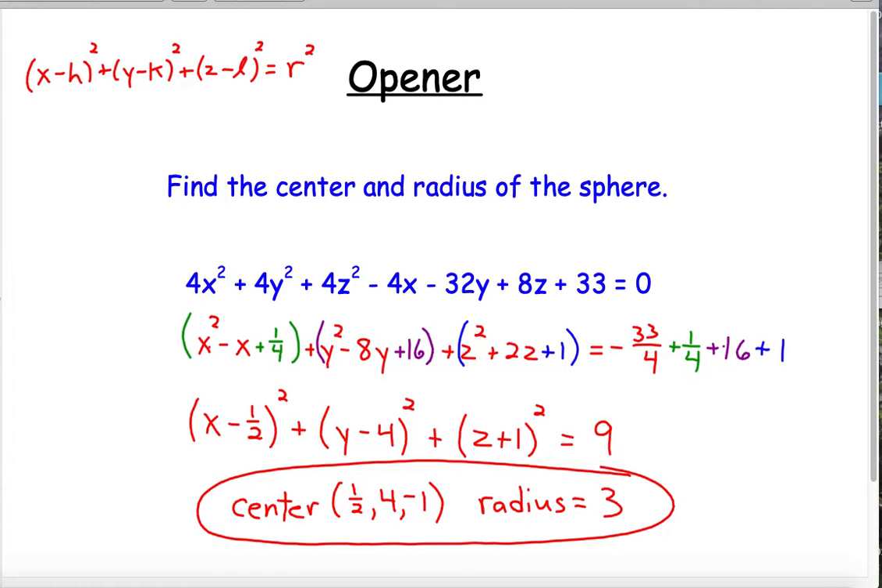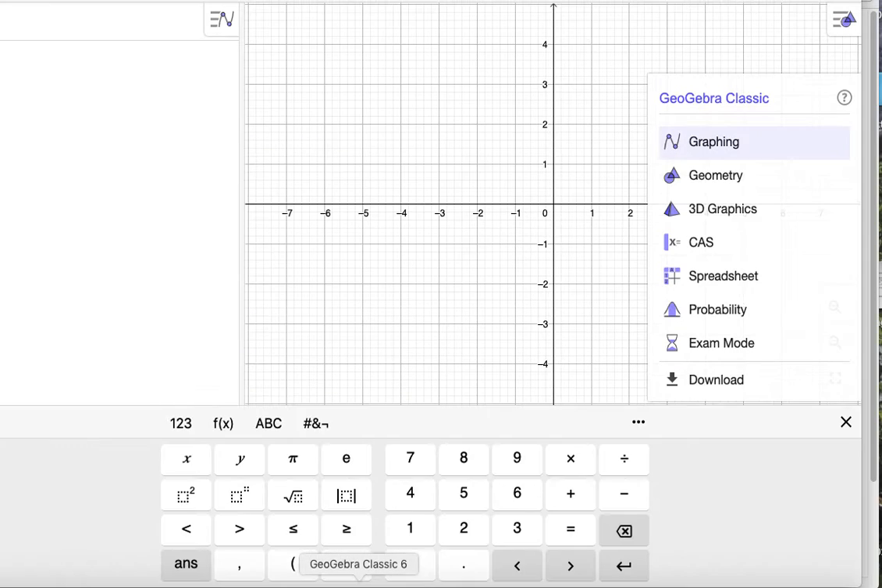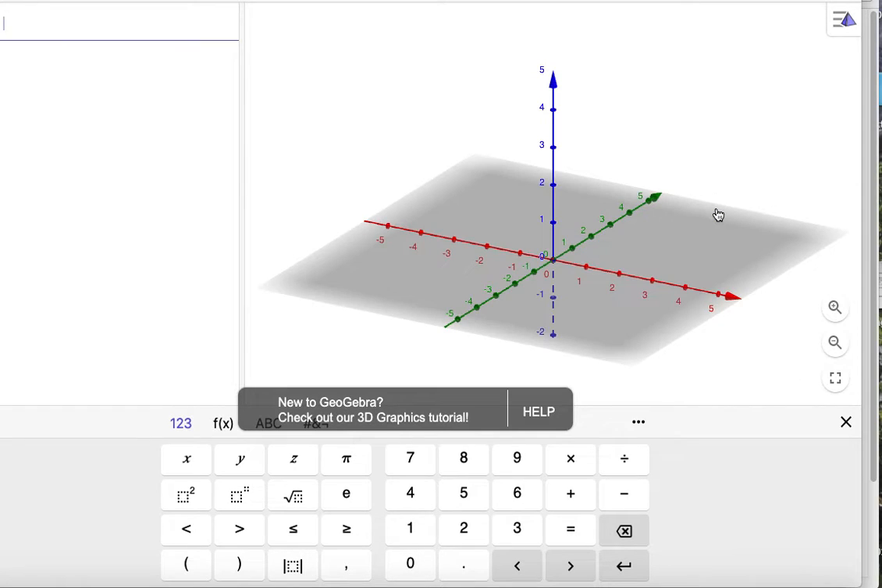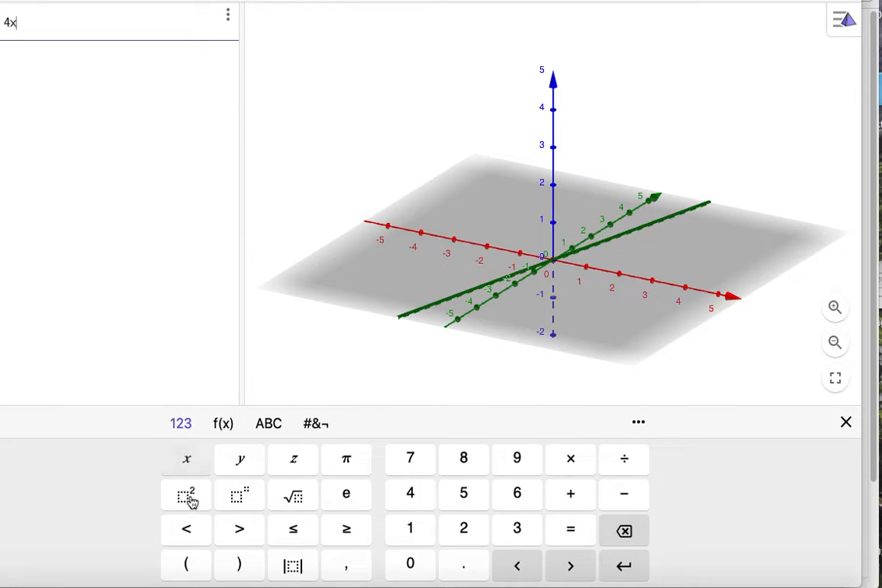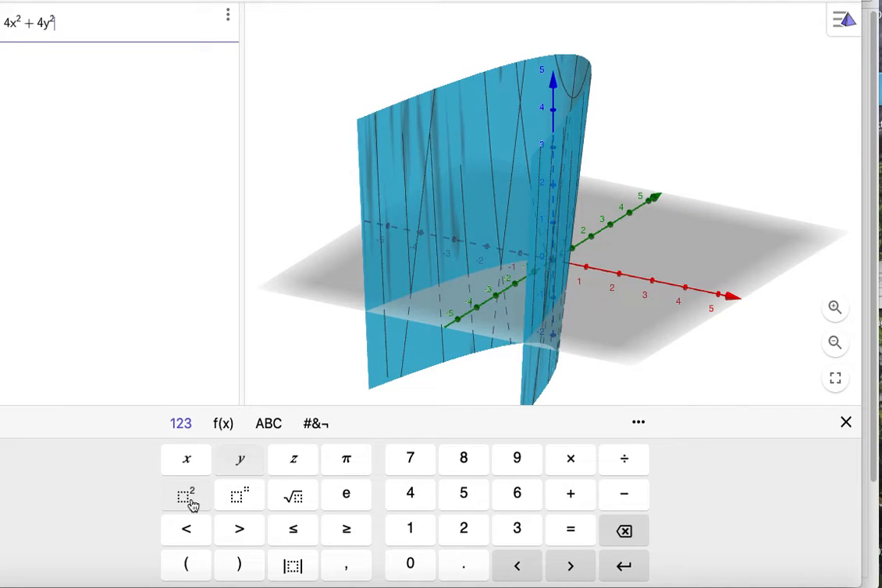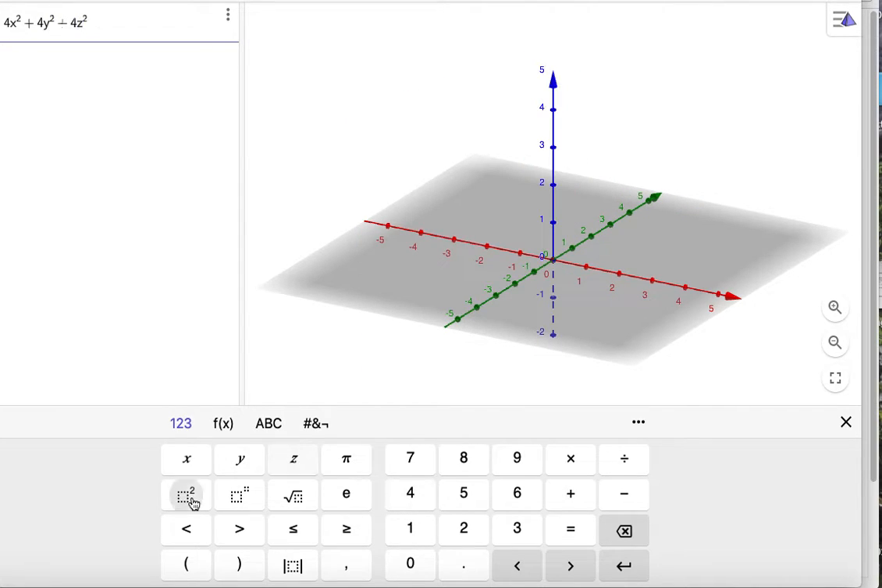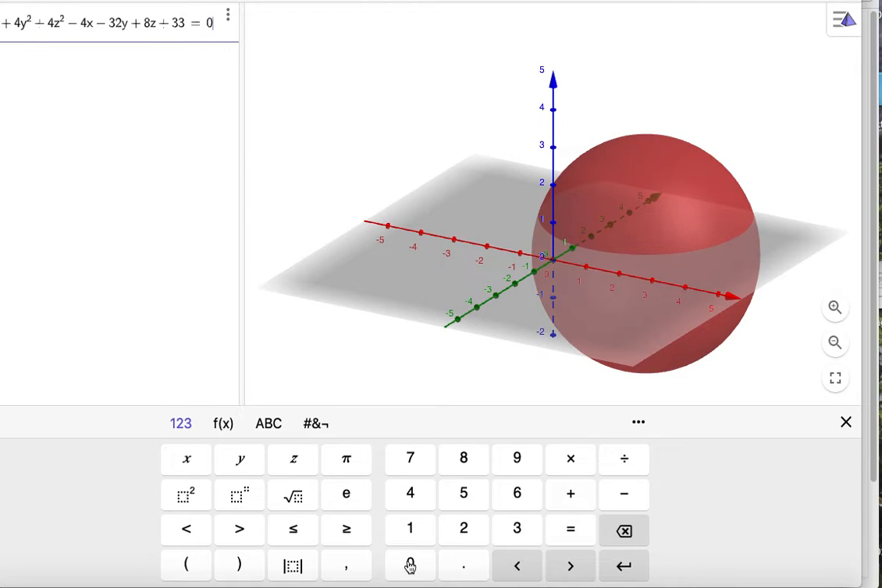Let's look at software just to see what this looks like, to get a good picture. So I'm going to use GeoGebra, go to 3D, and I'm going to type in the equation. So what did I have? I had 4x squared plus 4y squared plus 4z squared minus 4x minus 32y plus 8z plus 33 equals 0. And there it is.